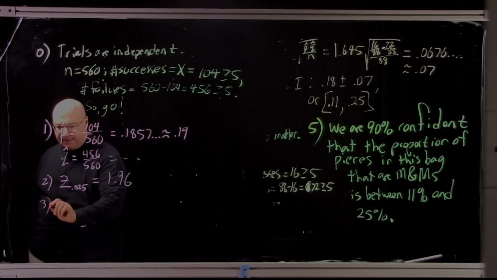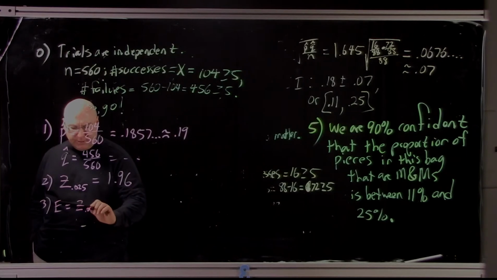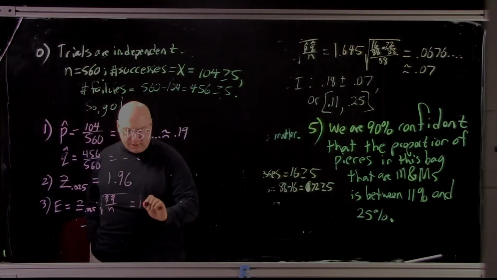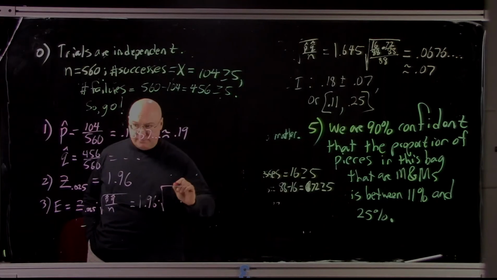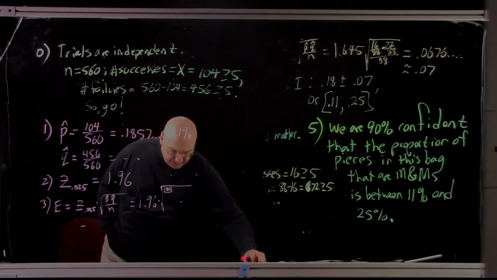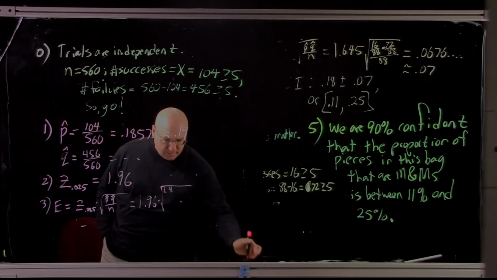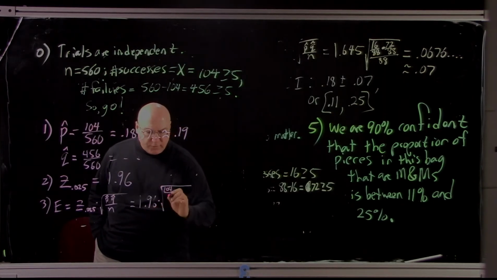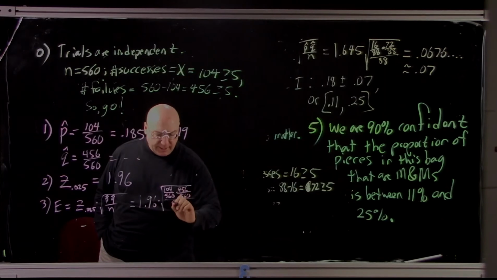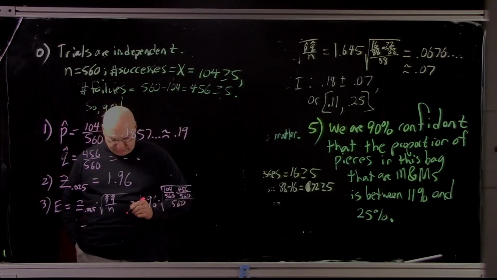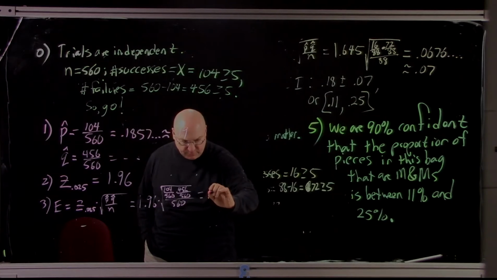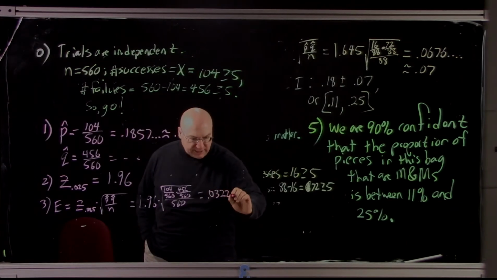So what is E? The margin of error is E equals z 0.025 times the square root of p hat q hat over n. That's 1.96 times the square root of 104 over 560 times 456 over 560, all divided by n, which is 560. Is that readable? Barely. And that works out to be 0.0322 dot dot dot.